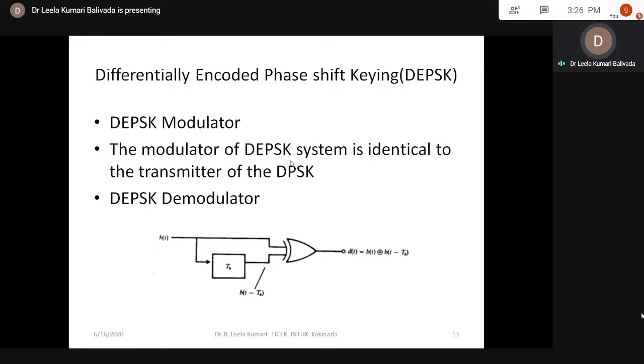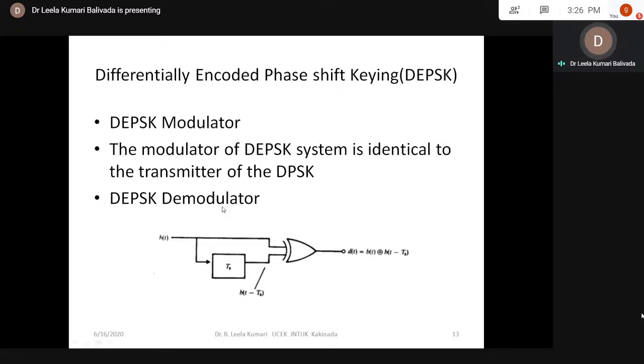In DEPSK, the synchronous demodulation recovers the signal B of t first, and the decoding of B of t to generate D of t is done at the baseband. So first B of t is decoded, and then D of t is recovered from the knowledge of B of t. Hence, it doesn't require a component operating at the carrier frequency. And coming to the DEPSK modulator, it is identical to the transmitter of the DPSK.